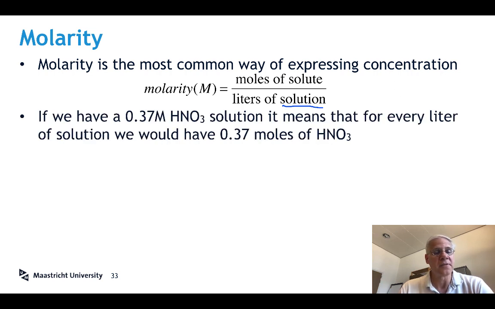So, as an example, if you went down to a storeroom or a stockroom and you saw that we had 0.37 molar, which is how we say molarity with a capital M, nitric acid solution, it means that for every liter of that solution, we should have 0.37 moles of HNO3 present in that liter.